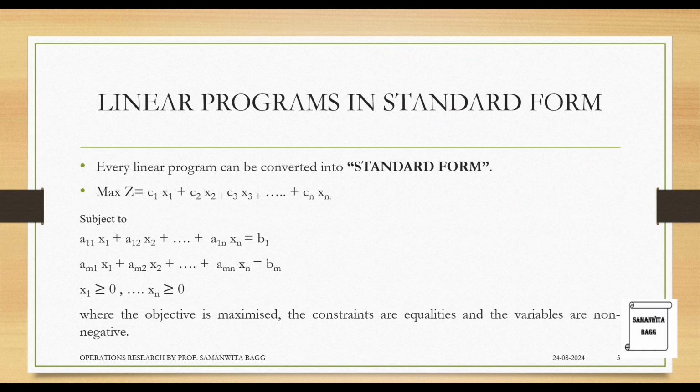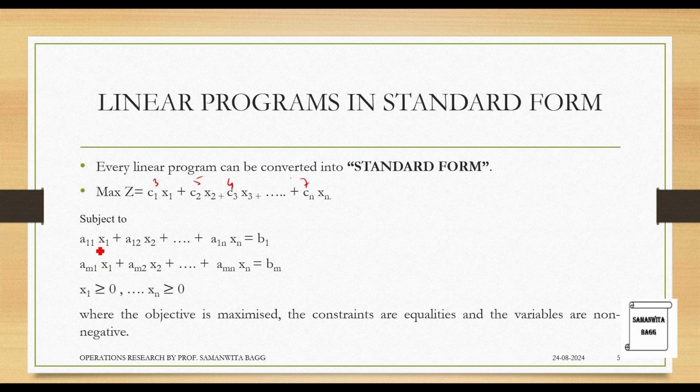Linear programs in standard form. Every linear program can be converted into standard form. Maximize Z as C1x1 plus C2x2 plus C3x3 up to Cnxn, where C is the coefficient. This can be some numbers like 3, 5, 4, 7, something like that. And you have variables x1, x2, x3.